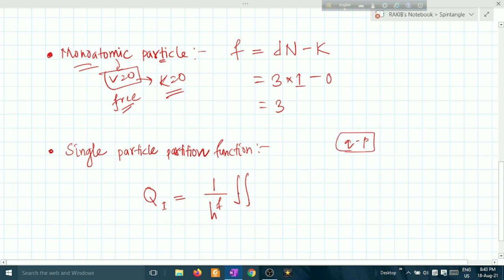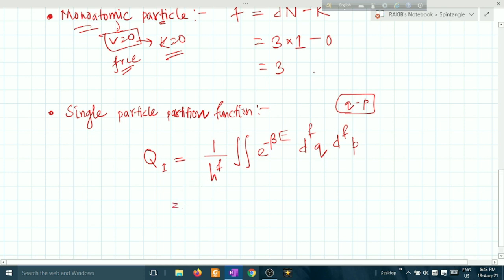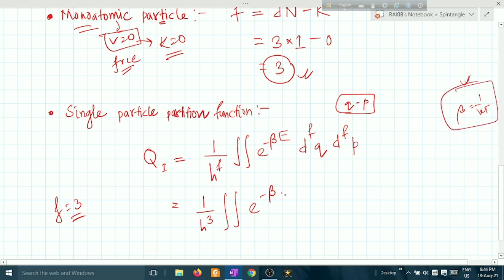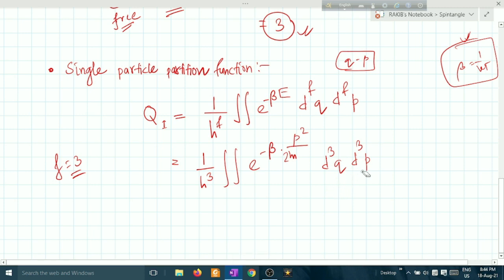This is position and momentum space. So from this formula, what can we write? 1 upon h^f integration e to the power minus beta E, where E is our energy, d^f q and d^f p. This is the general formula for the single particle partition function. In our case, our degree of freedom F is equal to 3. We need to plug that in here. Beta is 1 upon kT, please remember this. E we have calculated: p square upon 2m is our E, and here it will be d cube q and d cube p, the third order differentiation on position and on momentum.